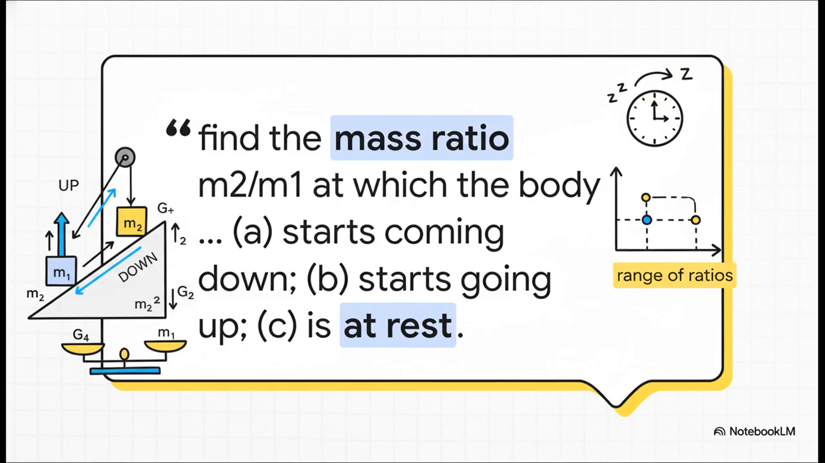And here is the core of the problem. See, it's not just asking a simple yes or no question like, will it move? No, it's way more interesting. It's asking for the precise boundaries. What's the exact mass ratio, M2 over M1, that's just enough to start pulling M1 up the ramp? And on the flip side, what's the ratio where M1 is just about to slide down? And then, what's that whole sweet spot in between where everything just stays put?